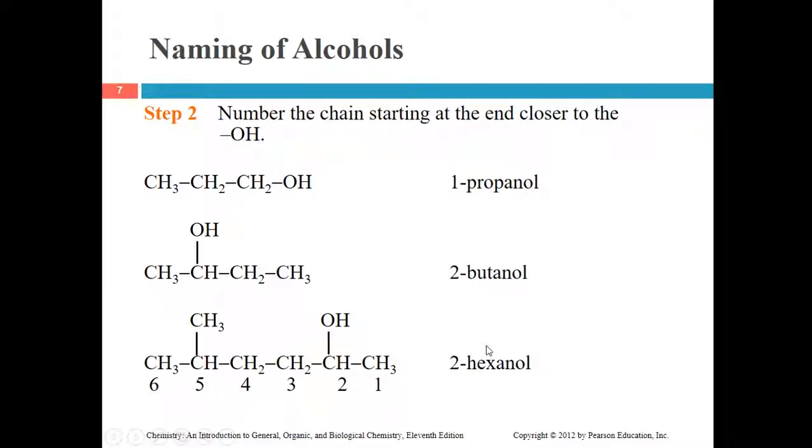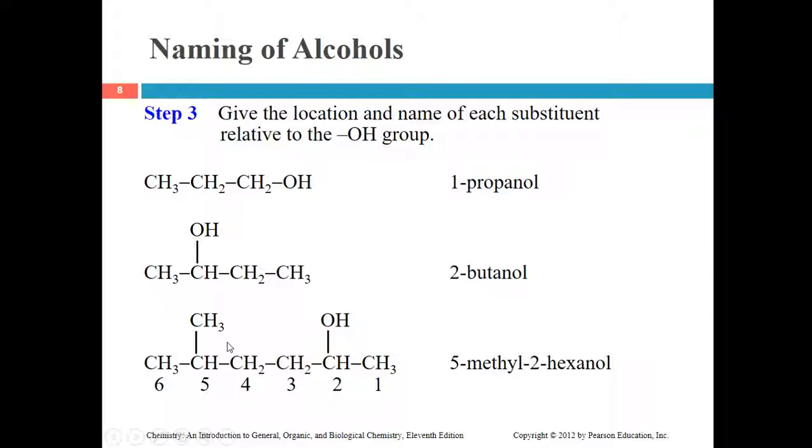Now we need to say exactly where the OH is located, and we know we're going to start the numbering at the end of the carbon chain closest to the OH, so we're going to call this 1-propanol because it's on the first carbon. On this chain here, the OH is closest to this end, so we're going to name it 2-butanol. And on this 6 carbon chain, the OH is on the second from the end, so we're going to call it 2-hexanol.